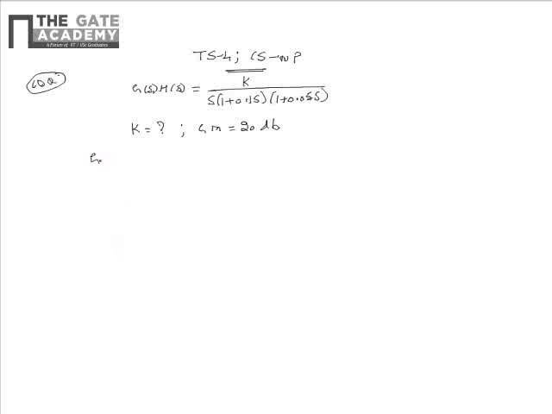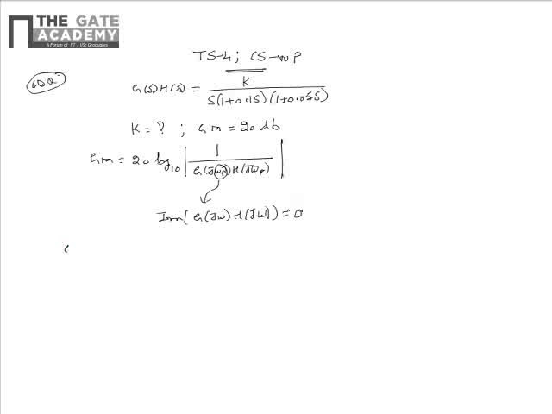We know that gain margin GM can be given as 20 log 10 of the absolute value of 1 by G(j omega p)H(j omega p). And we know that the omega p mentioned here is phase crossover frequency, and at phase crossover frequency, the imaginary part of G(j omega) multiplied by H(j omega) is equal to 0.